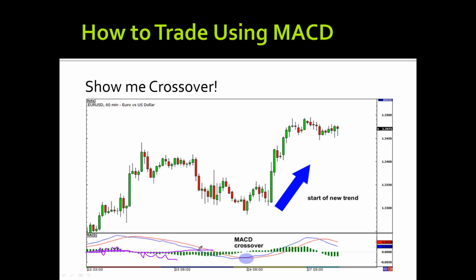Let's take a look at this example. On the Euro-USD 1 hour chart that you're watching, the fast line crossed above the slow line while the histogram disappeared, which suggested that the brief downtrend would eventually reverse. From there the Euro-USD began shooting up as it started a new uptrend. Imagine if you went long after the crossover. You'd have gained almost 200 pips. That's this crossover here. The histogram aligned as well.